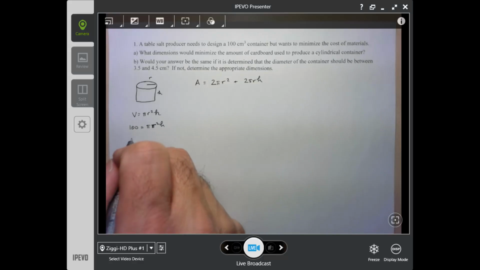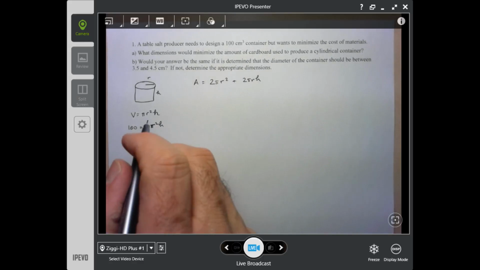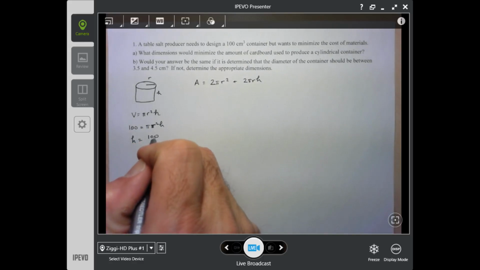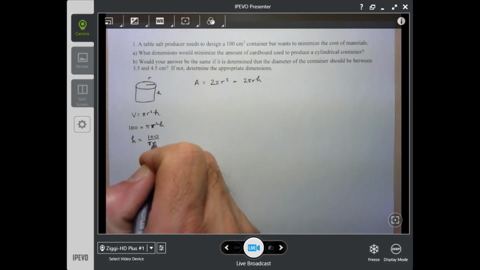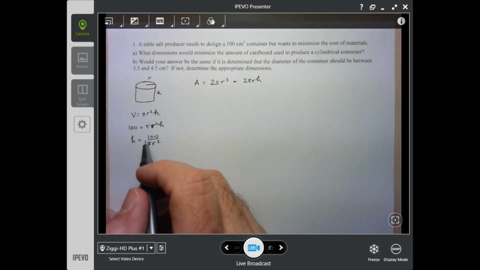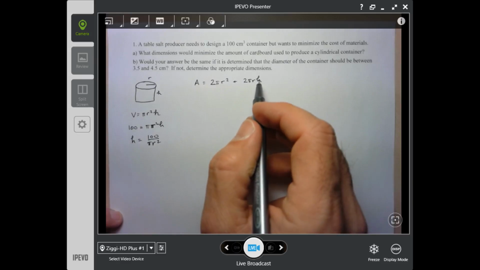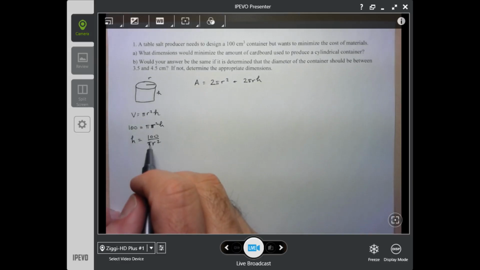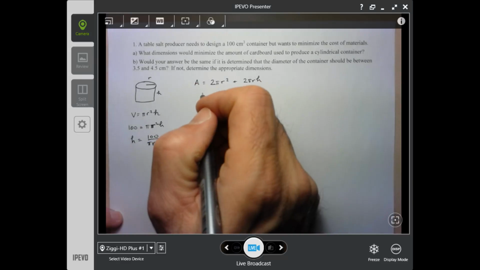Whereas if I solve for h, in other words, divide by pi r squared to the other side, I'm going to have something that works much nicer, something that doesn't involve having to work with square roots. Okay, and now I'm just going to perform a substitution like you've done in the past. Wherever I see an h, I'm going to replace it by 100 over pi r squared. Let's see what that gives us.